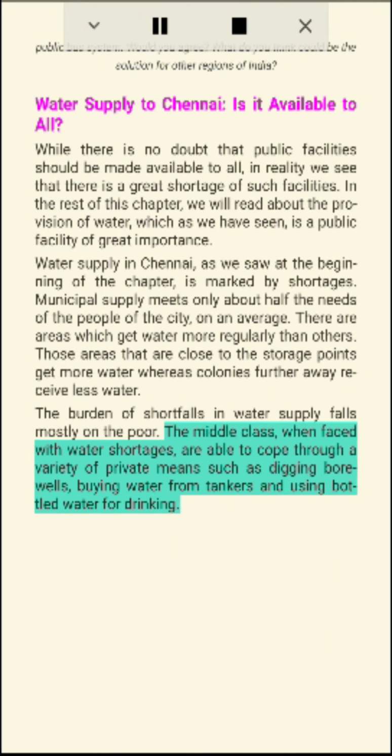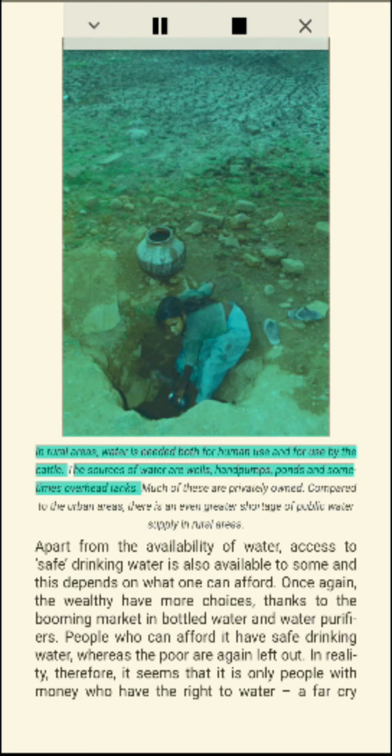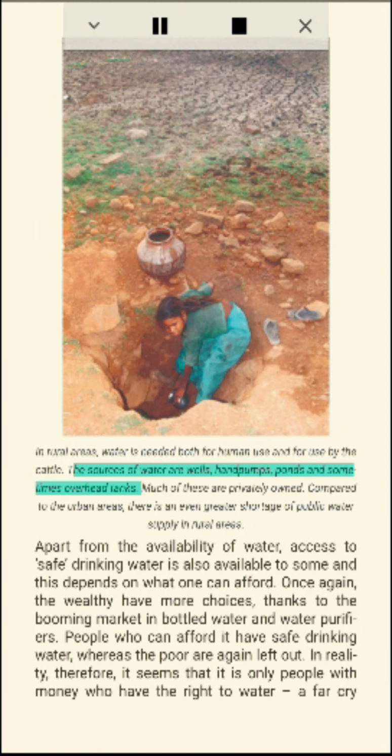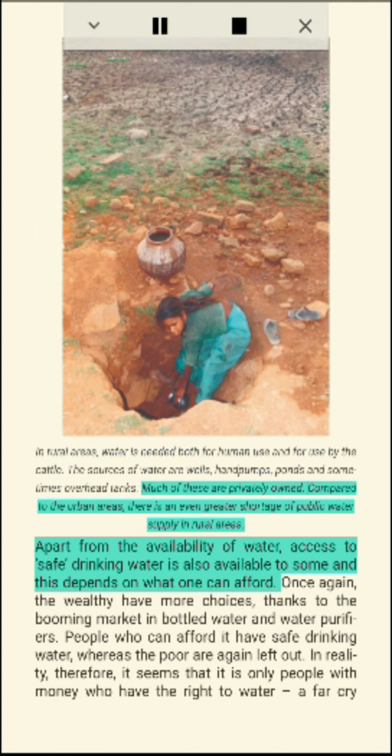The middle class, when faced with water shortages, are able to cope through a variety of private means, such as digging boreholes, buying water from tankers, and using bottled water for drinking. In rural areas, water is needed both for human use and for use by the cattle. Key sources of water are wells, hand pumps, ponds, and sometimes overhead tanks. Much of these are privately owned.